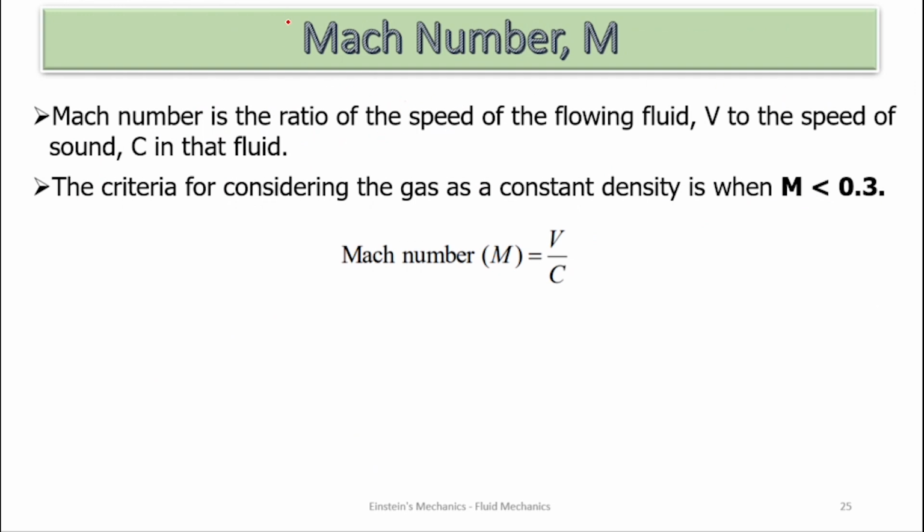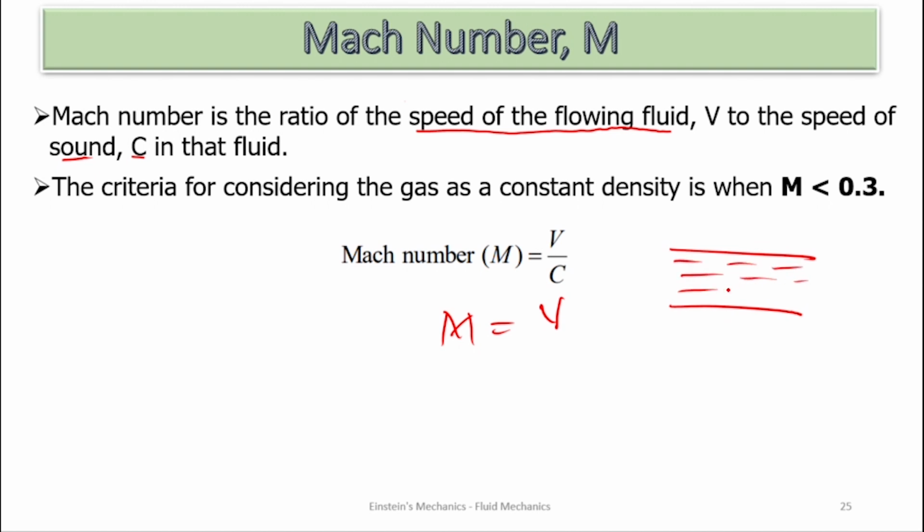The last thing we'll be talking about is the Mach number of a fluid. What does it do? How does it affect us? So the Mach number is the ratio of the speed of the flow, that's V, to the speed of sound, C, in the fluid. So in simple terms, our Mach number M is the velocity of the flow, the speed at which it is flowing, and the speed at which sound will travel through this fluid gives us what we call the Mach number.